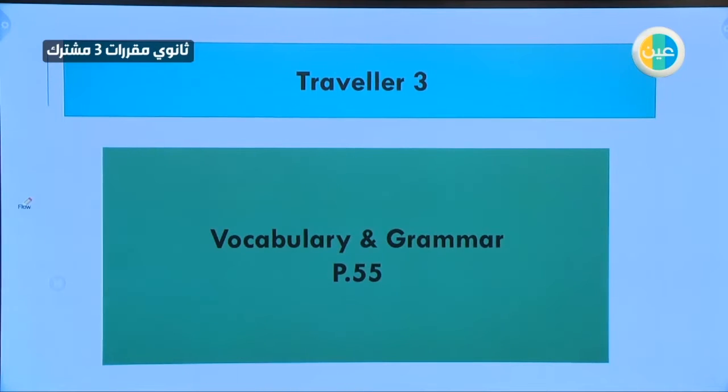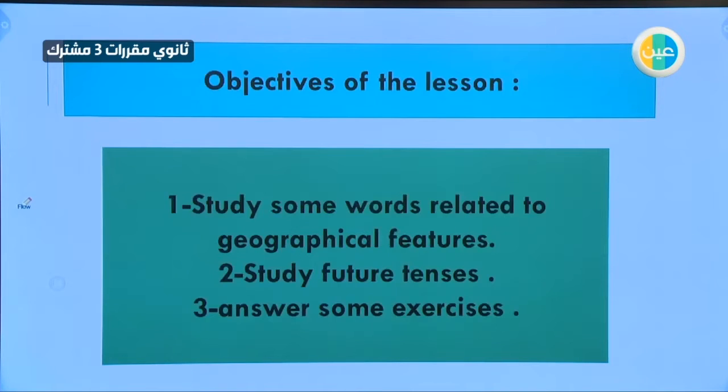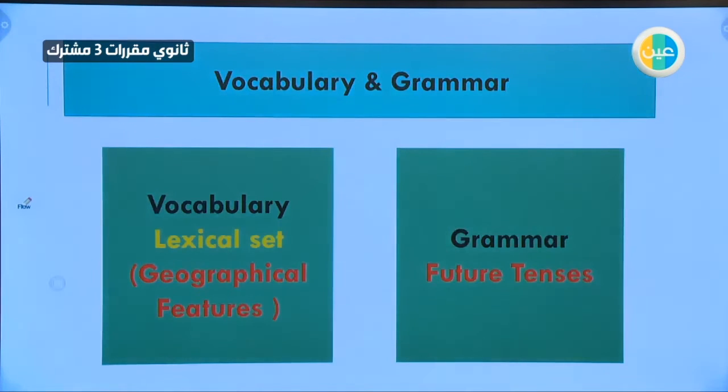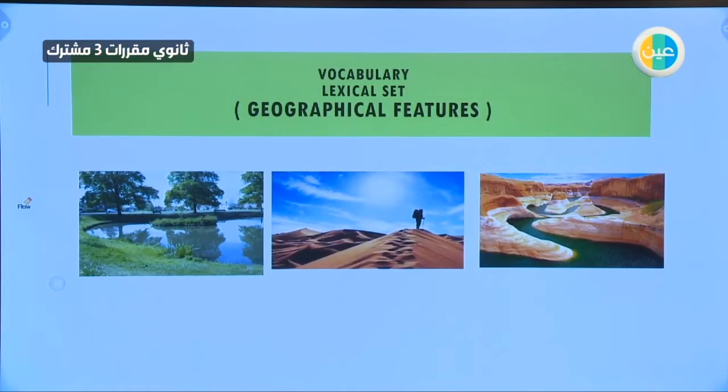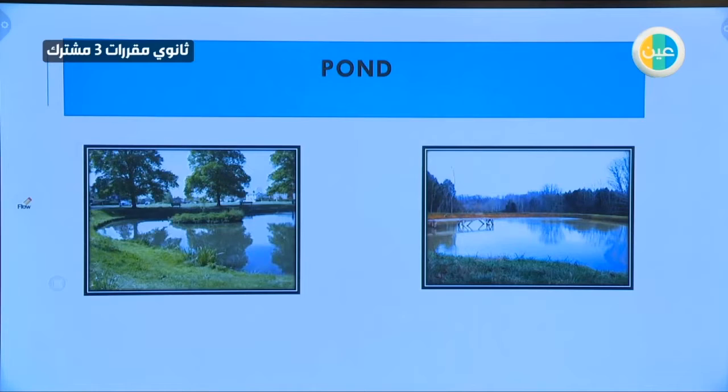Today we are in vocabulary and grammar, page 55. Today we will study some words related to geographical features, also future tenses, and answer some exercises. For vocabulary today we will study geographical features, and for grammar, future tenses. Okay? Let's start with vocabulary, geographical features, lexical set. When I say lexical set, I mean a group of words related to each other, that go under one name, geographical features.